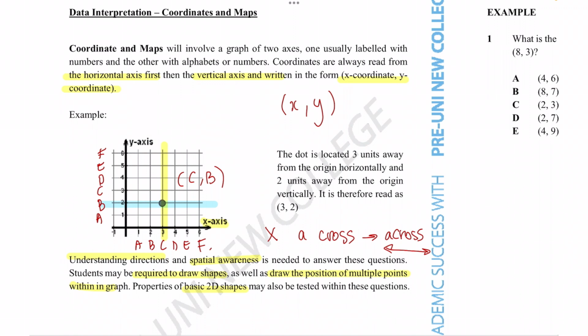Now, we can see a lot of these coordinate questions usually deal with identifying where certain points will be, and that could be related to different 2D shapes.